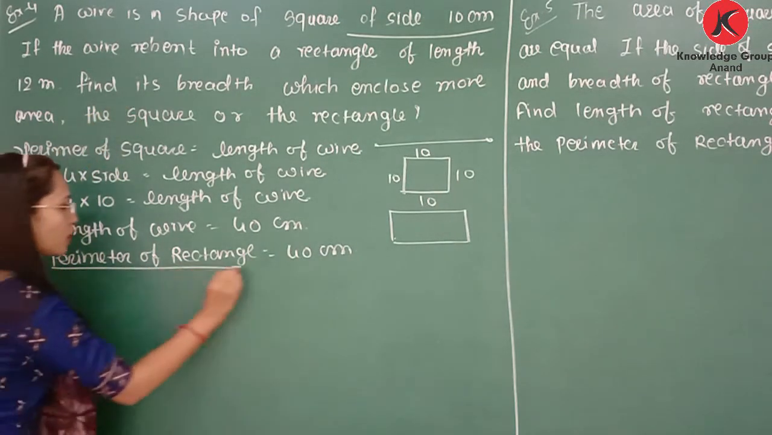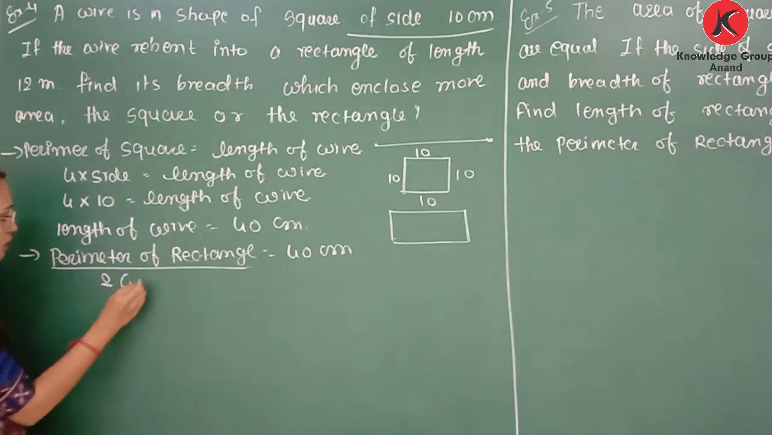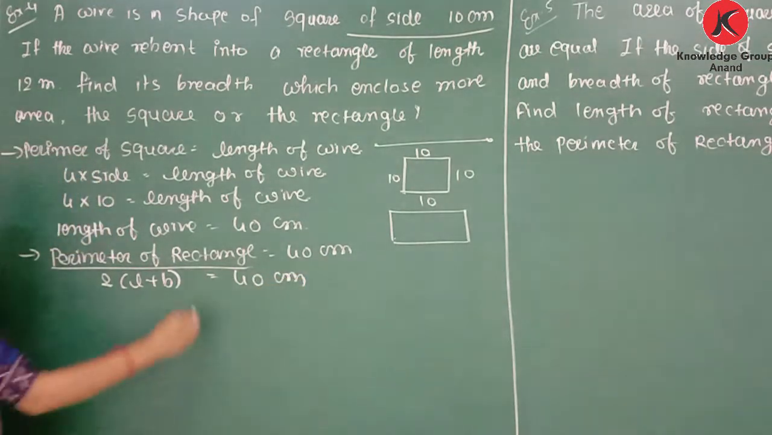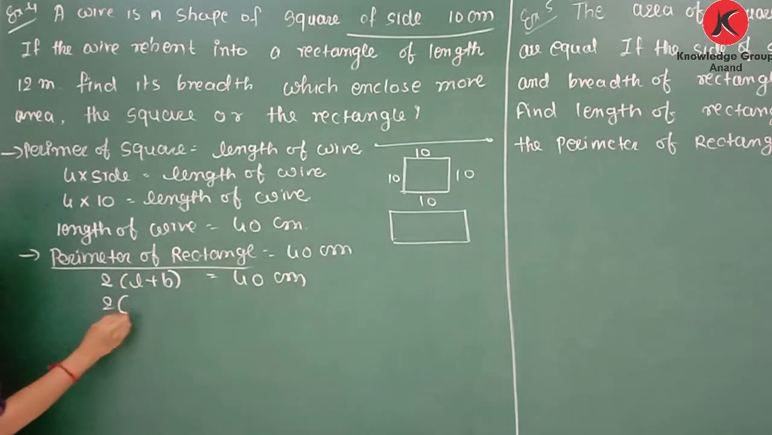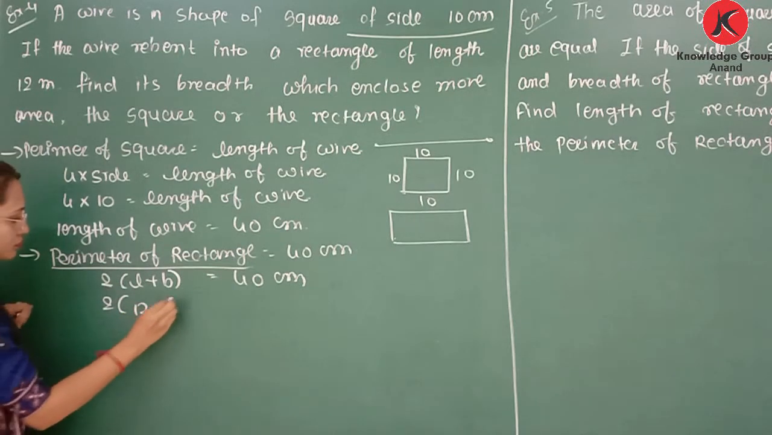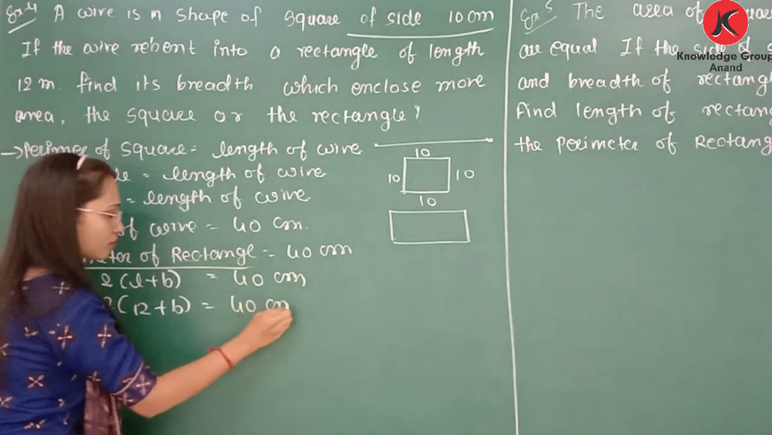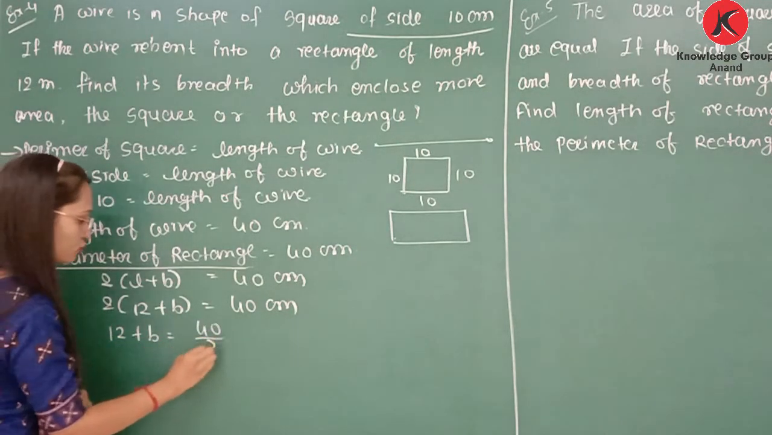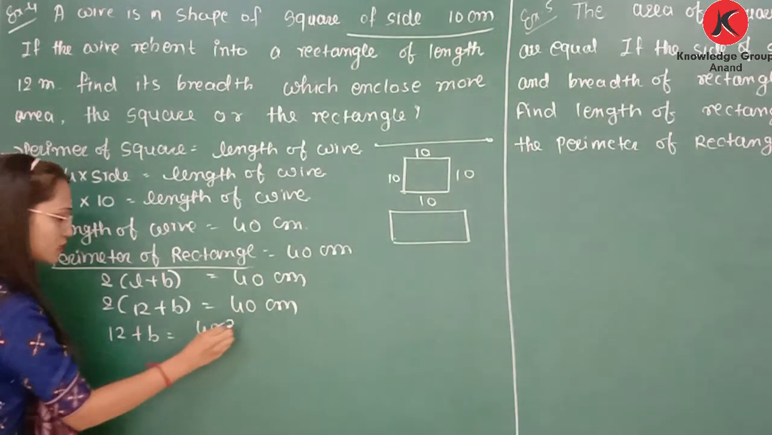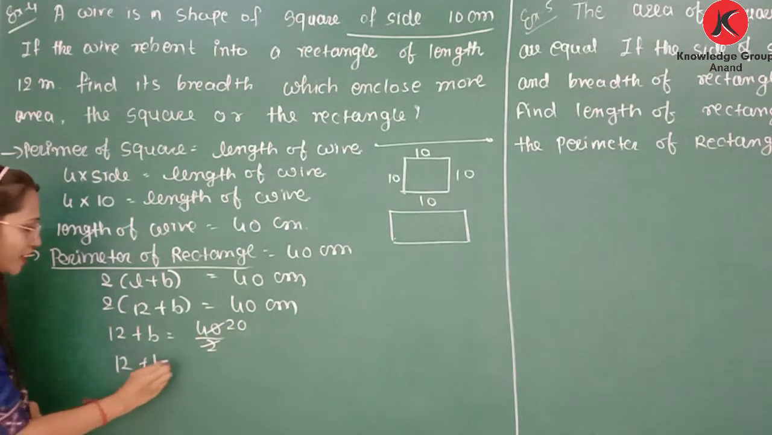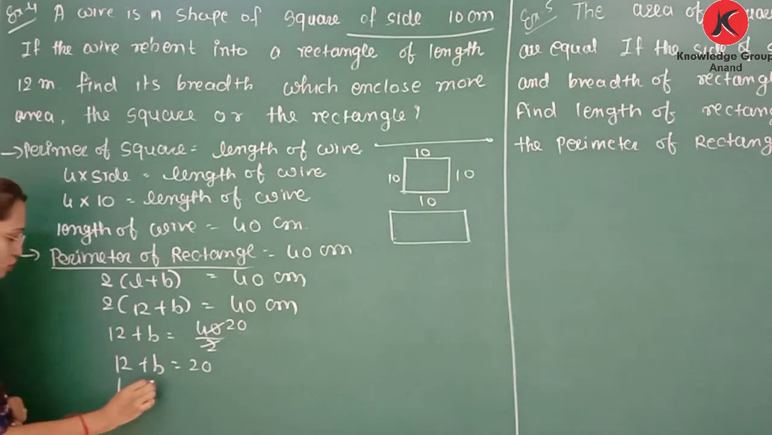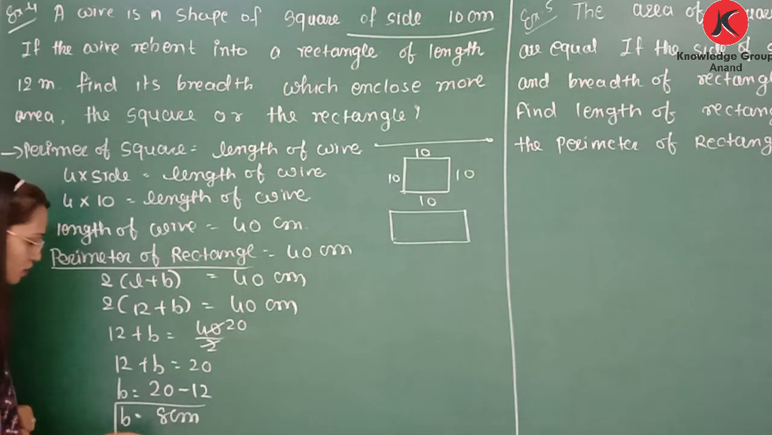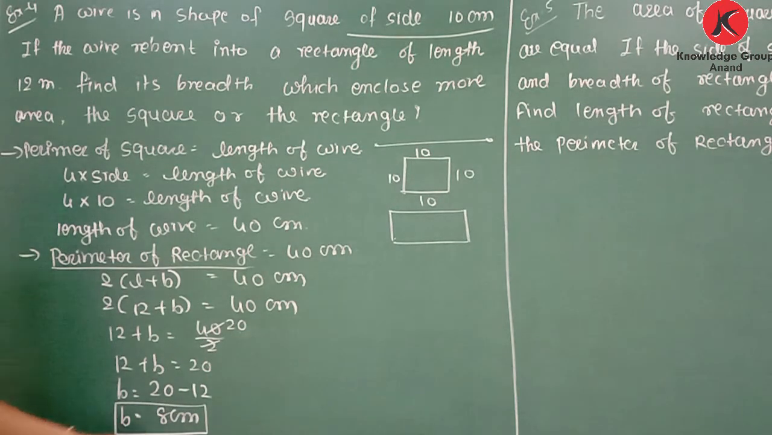What is the equation for the perimeter of a rectangle? That is 2(l plus b) is equal to 40 centimeters. Take this 2 and divide. Length is given, 12. So 12 plus b is equal to 40 divided by 2 centimeter. So that is 20. 12 plus b is 20, so b is equal to 20 minus 12. So b is equal to 8 centimeter. So we get the value of breadth, 8 centimeter.